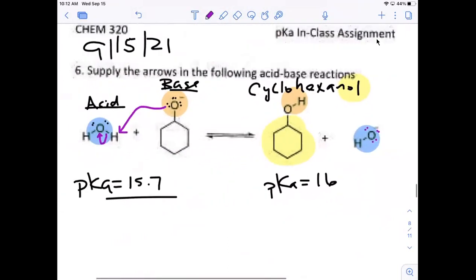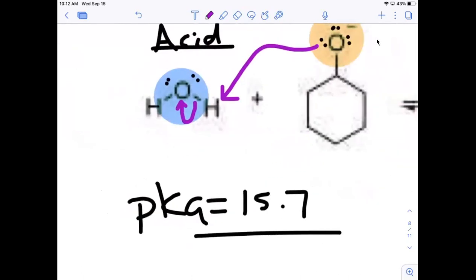Right? All your acid-base reactions are going to have that same flow of electrons. Electrons are going to flow from a lone pair on the base towards a proton on the acid. And then you're going to break the bond between the proton and whatever atom it's bonded to, and those electrons are going to go back to that atom. There's a reason why this happens, right?